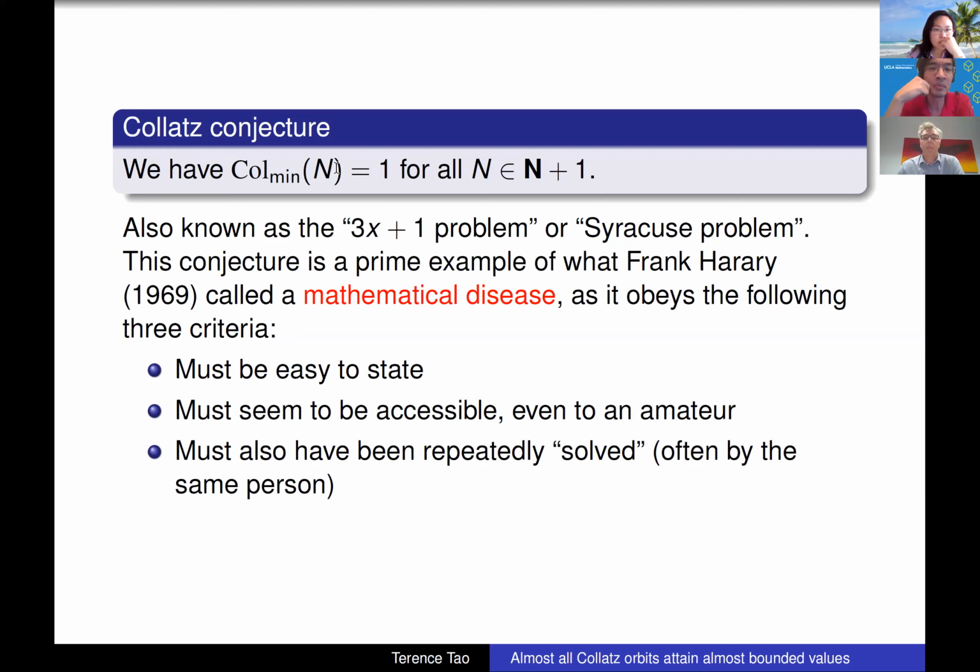It's a very well-known problem, and it's an example of what the graph theorist Frank Harary called a mathematical disease. A mathematical disease is a question, like the twin prime conjecture and the Goldbach conjecture, which are other examples of diseases. A mathematical disease is a problem which is easy to state, and it must seem to be accessible even to an amateur.